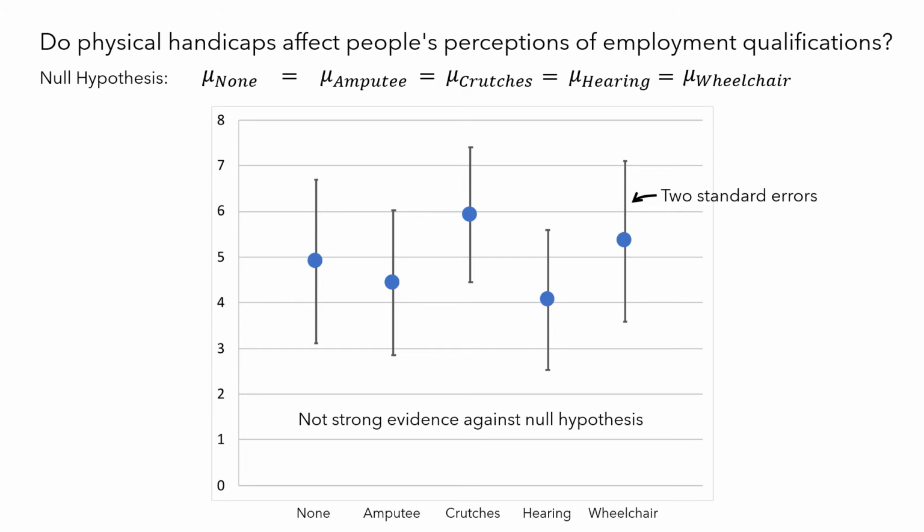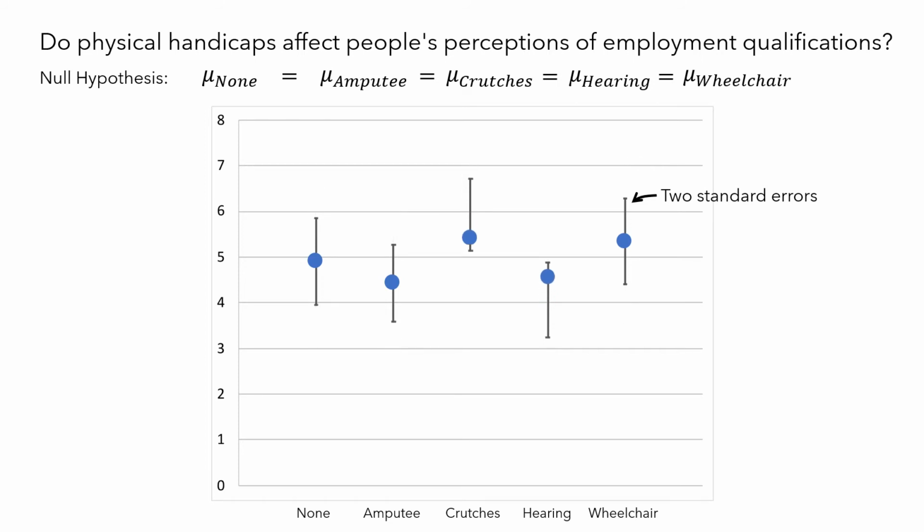Now, what if our data had looked a little different? What if the error bars had only been this long? Now it looks like the population means might not have the same value in some cases, although there might be some overlap in some other cases. So here it looks like the population means might not all be the same as each other. That is, it seems like we might have strong evidence against our null hypothesis.